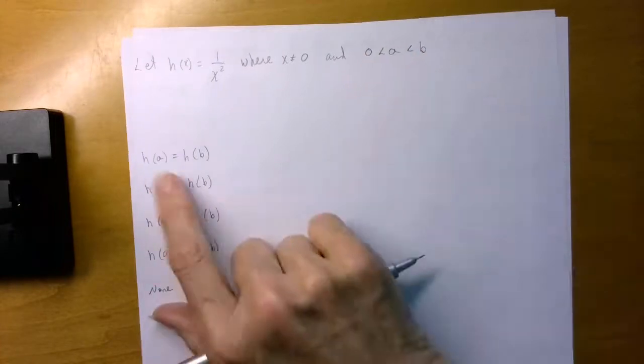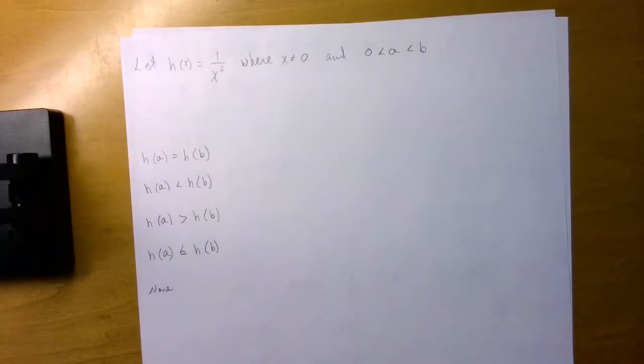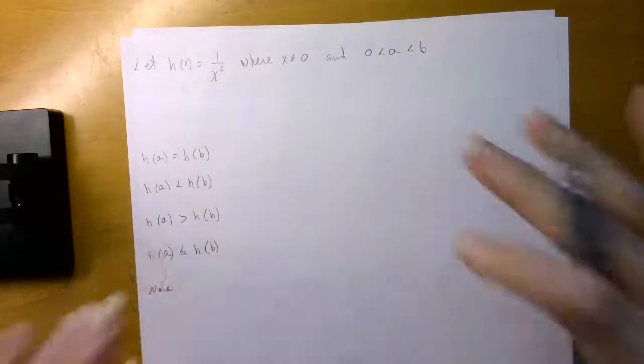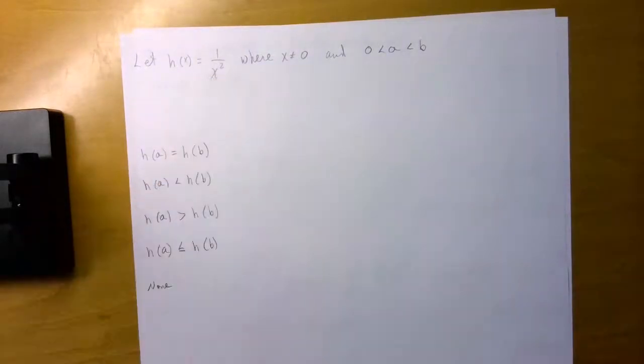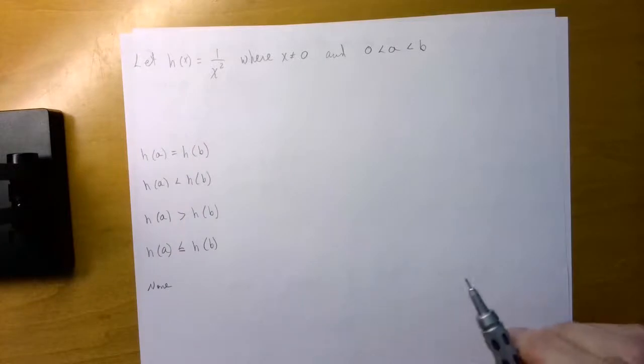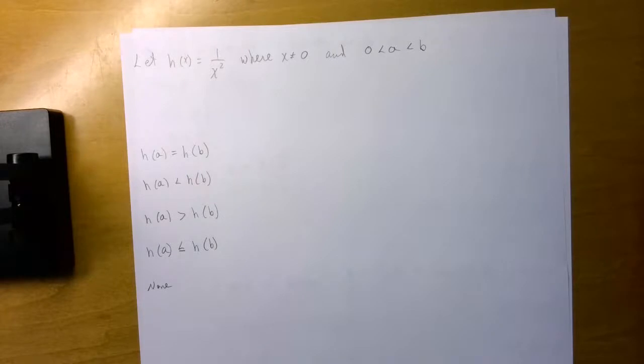Again, these are not real values. A could be any real number. B could be any real number. We have absolutely no idea what they're talking about here, but I do know what 1 over x squared looks like. And again, that comes from the transformations that we do in the preceding chapters. So I do know what 1 over x squared looks like, and it looks something like this.